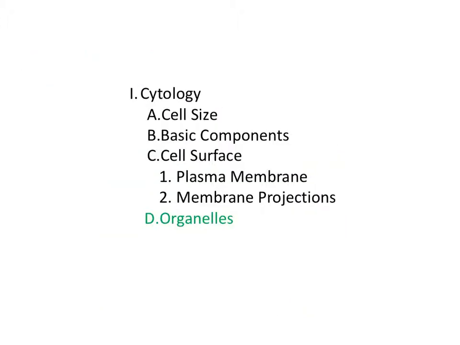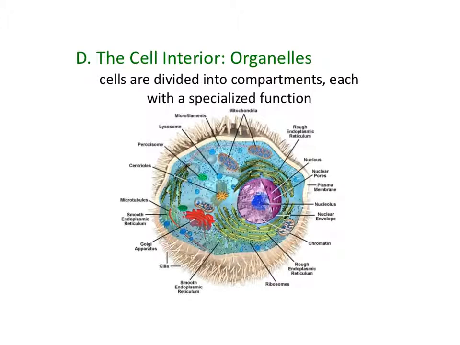Okay, last thing to talk about in cells are the organelles. Again, organelles are those small specialized compartments within a cell. Here you can see the variety of organelles that you find in a cell. We're going to be talking through many of these, but not all of them. The thing with the fuzz is a cell, and here purple is the nucleus, but we'll go through all of that.